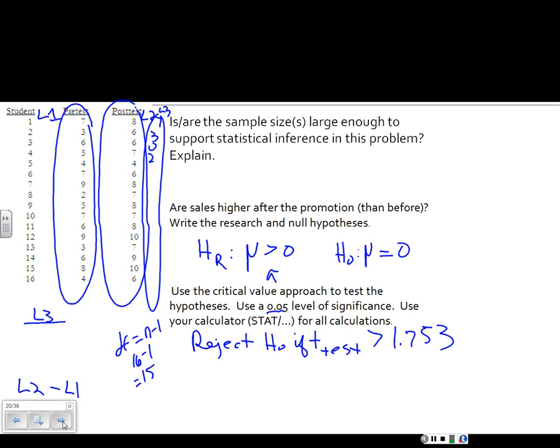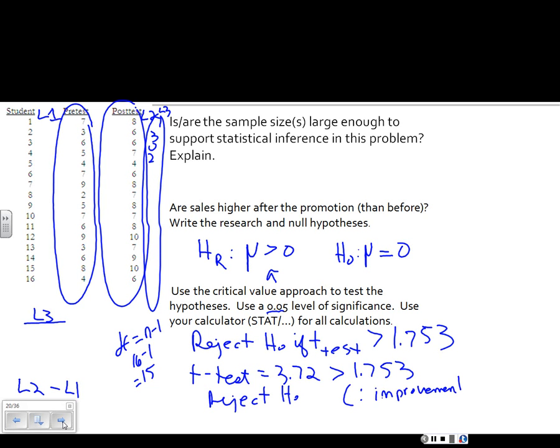And when you did all that stuff in your calculator, you're going to come up with a t-test statistic which is equal to 3.72. That is greater than 1.753. So you're going to reject H0. And you're going to conclude that there was improvement, which is mu greater than 0.